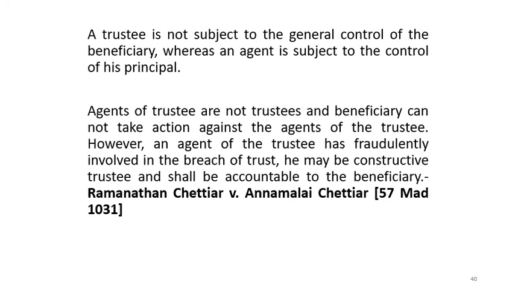Trustee is not subject to general control of the beneficiary, whereas the agent is subject to control of the principal. Once the trust is created, as I told you several times, the author of the trust is out of the picture. Also the trustee is not subject to any control of the beneficiary, but the trustee must comply with the terms and conditions of the trust deed. But if he fails to perform anything, then the beneficiary can file an action to compel the trustee to perform certain functions, whereas the agent is always under control and supervision of the principal.